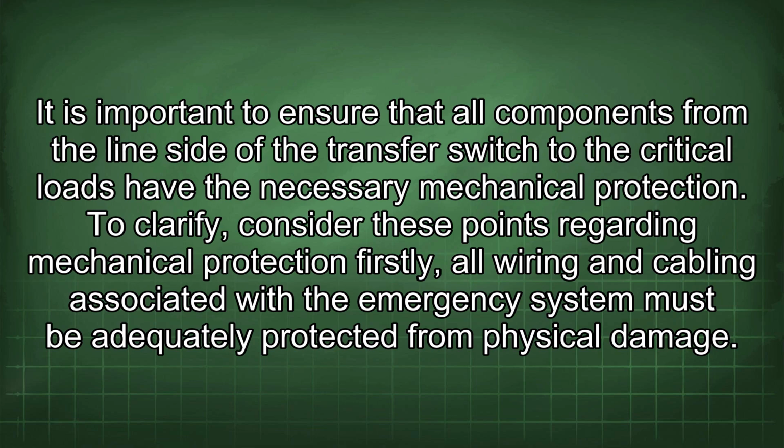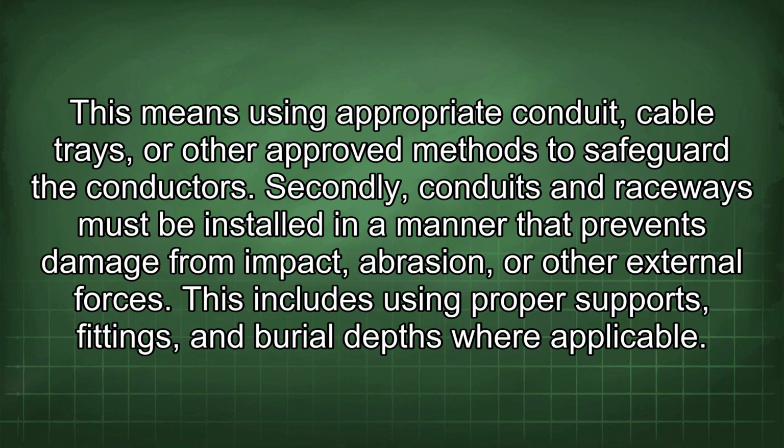Firstly, all wiring and cabling associated with the emergency system must be adequately protected from physical damage. This means using appropriate conduit, cable trays, or other approved methods to safeguard the conductors. Secondly, conduits and raceways must be installed in a manner that prevents damage from impact, abrasion, or other external forces. This includes using proper supports, fittings, and burial depths where applicable.